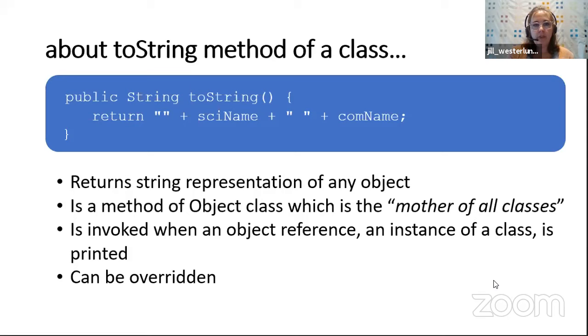And here's a little bit more about toString. It's going to bring back to you a string representation, or essentially a printout of the object that you've created for your array list. And you're going to see that before the end of today. ToString is a method of the Object class, which I put in quotes here as the mother of all classes. It's the class in Java that sits above the others. It is invoked when an object reference, an instance of a class, is printed. So the toString is what gets called when we ask for an array list or an object to be printed. And we can override it like we talked about on Friday.